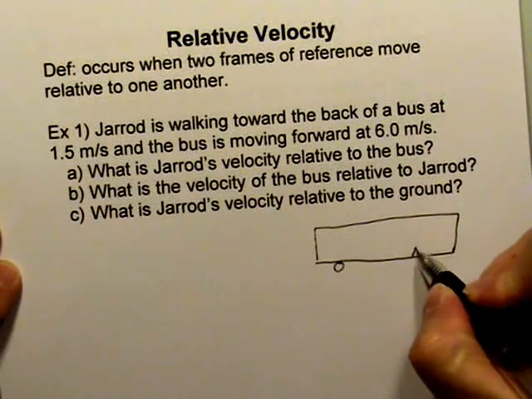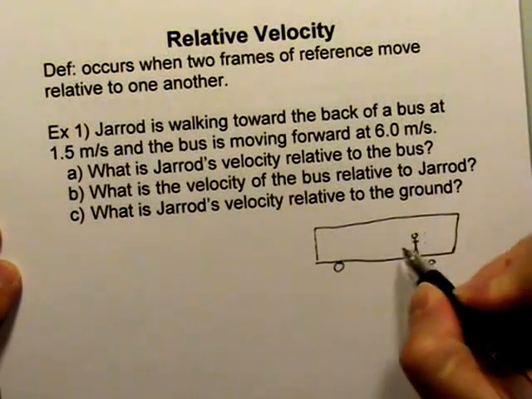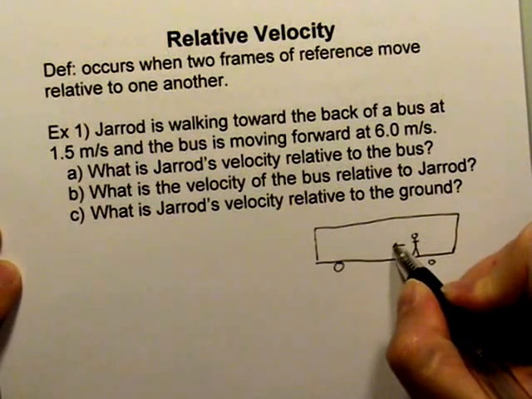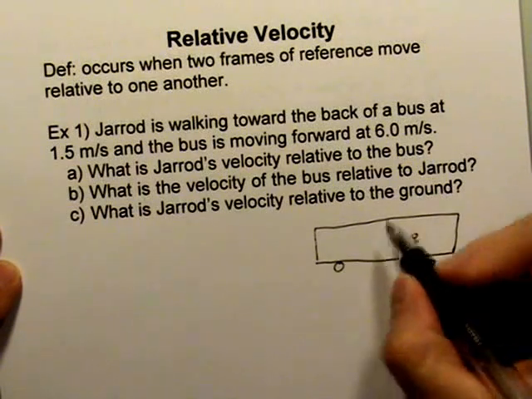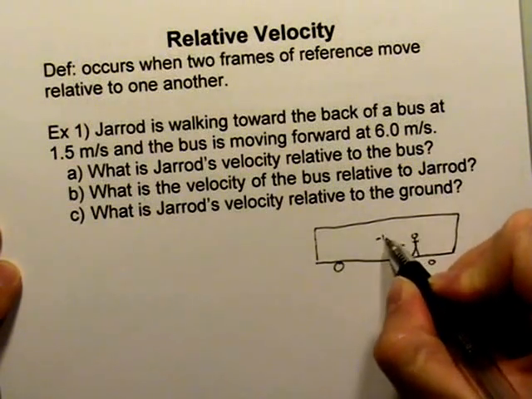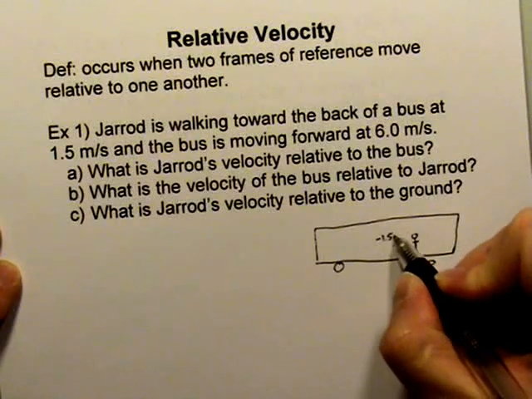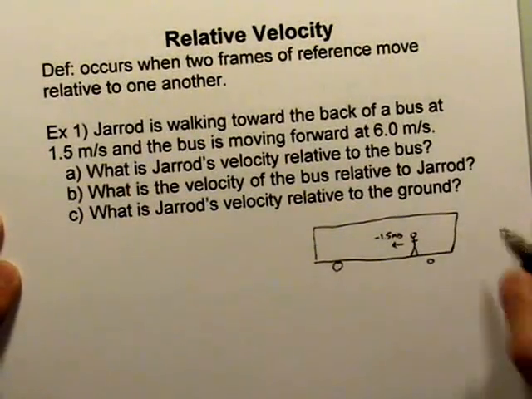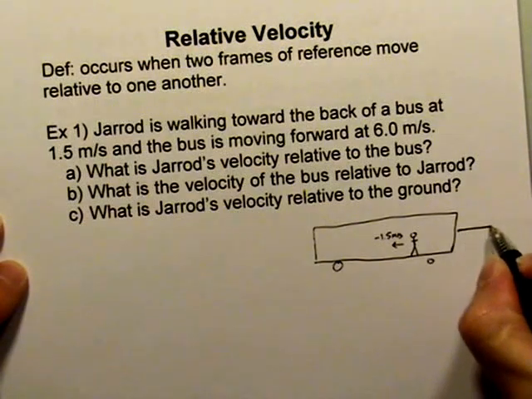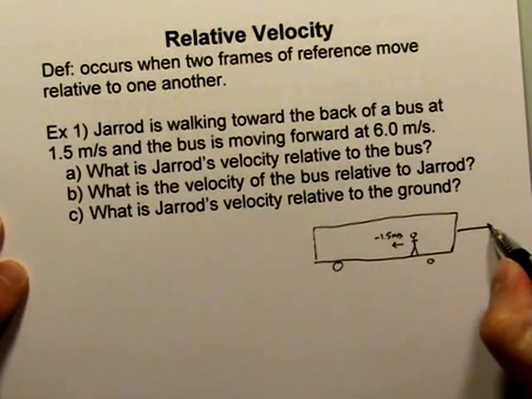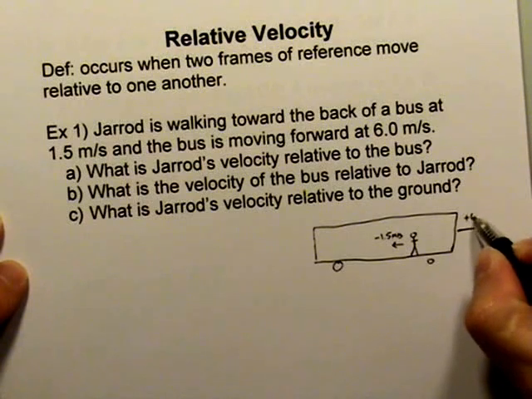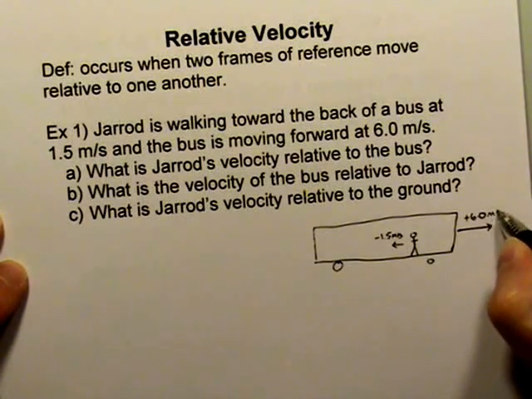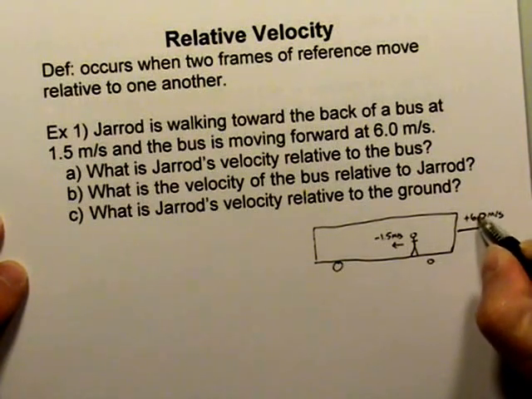That's my bus. And there is Jared. He is walking backwards. So I'll use a small arrow to indicate his negative 1.5 meter per second velocity. And the bus, on the other hand, is moving forward with a much larger velocity of positive 6.0 meters per second.